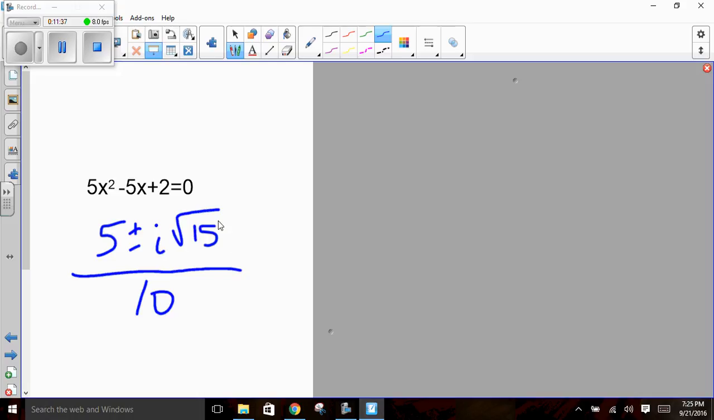I do not get to reduce the 15 because it is under that square root. I can only reduce whatever whole numbers I have. Since there is no number out front besides 1, I cannot reduce that fraction down anymore. So it stays as 5 plus or minus i square root 15, all divided by 10.